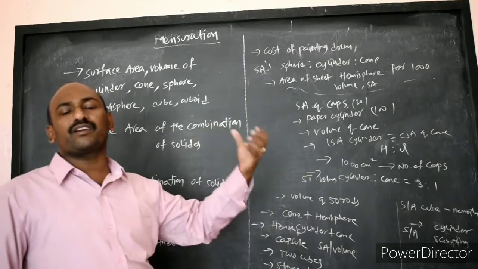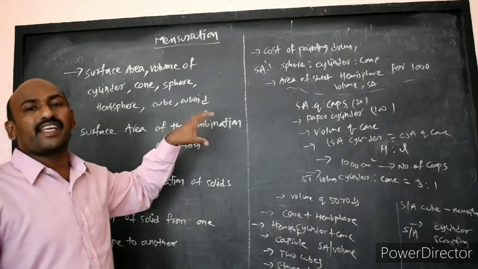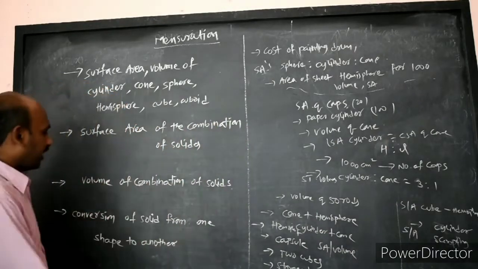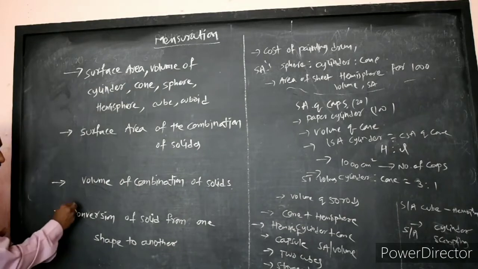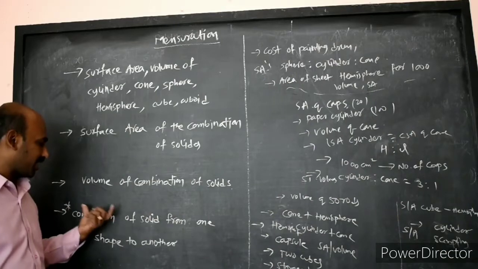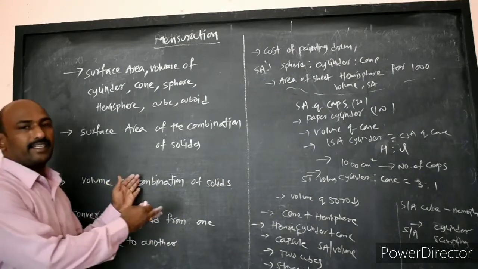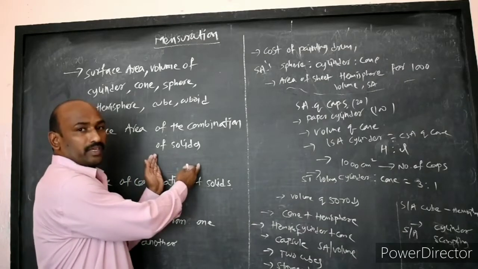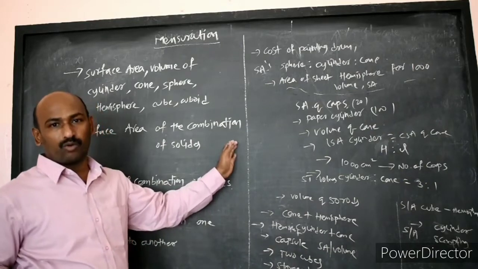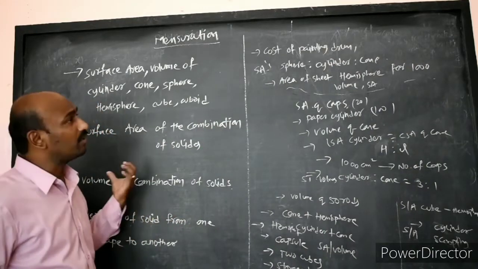Here, surface area of a combination of solids means the total surface area of that solid is nothing but all the CSAs we need to add together. And the last concept, this is a very important concept. Why? Because this is conversion of solids. We can expect a 4 marks question from this. Conversion of solids from one shape to another. We can take a cube and ask how many coins we can make, or a sphere melted to form how many cones, like that. A very important concept, we can expect 4 marks from this one.